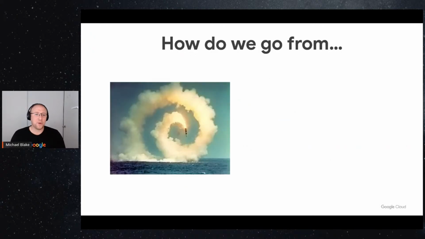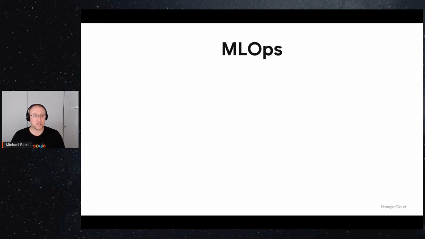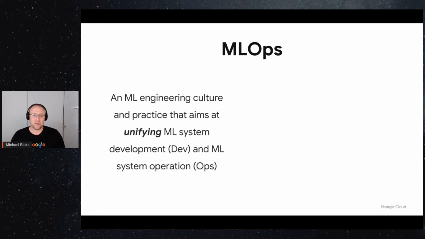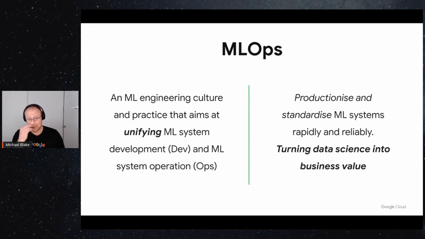So how do we go from this failure to launch to successful launch? Well, there are two main things we need in order to overcome these challenges. The first one is an investment in a cultural change, not so much technology, but a cultural change. And we call this MLOps. MLOps is an engineering culture and practice that aims to unify both the ML system development, think of that as the dev part, and the ML system ops side of things. And of course, the goal here is to enable these teams to productionize machine learning systems rapidly and reliably. And the all-important measure here is business value.